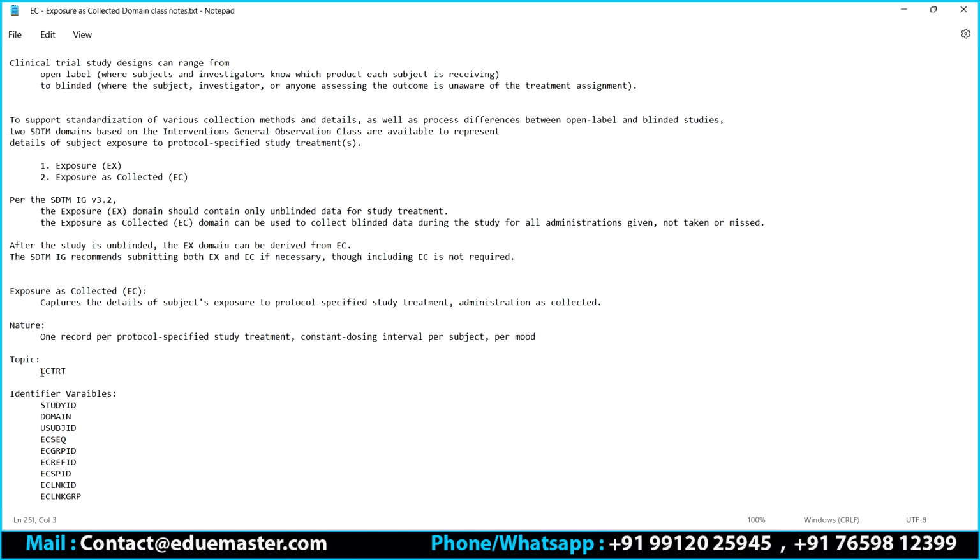Correct? So what are those additional details? Your EC occurrence is the one which will define whether the patient has taken the drug or not. It also talks about what is going to be the pharmaceutical strength of your particular dosage and respective units, right? These are the additional information that we are going to capture here. Otherwise, since you're going to derive your EX domain from the EC domain, your EC domain has almost the same information, same variable data as your EX domain. Clear?